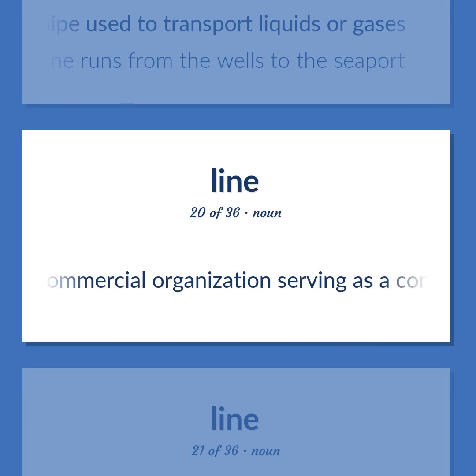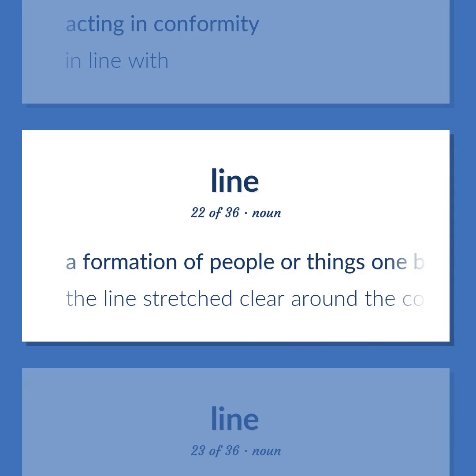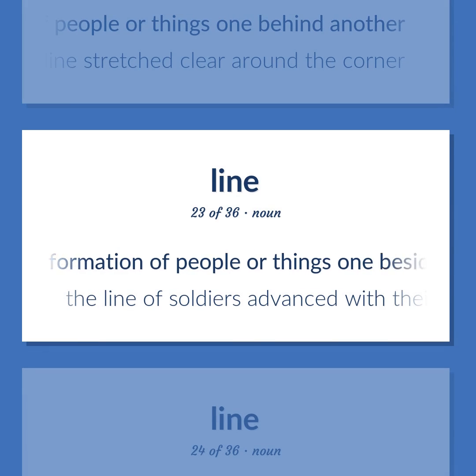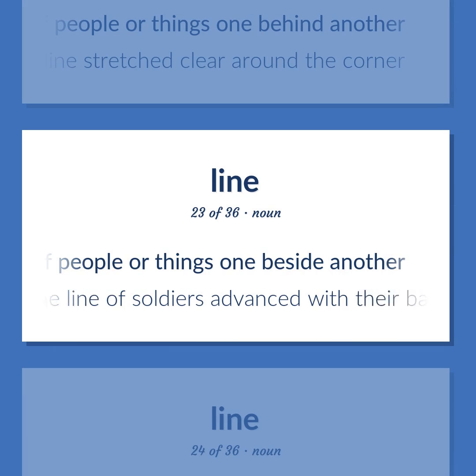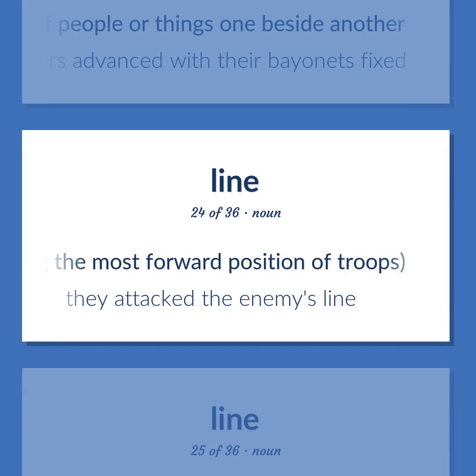A commercial organization serving as a common carrier. Acting in conformity. In line with. A formation of people or things one behind another. The line stretched clear around the corner. A formation of people or things one beside another. The line of soldiers advanced with their bayonets fixed. A fortified position, especially one marking the most forward position of troops. They attacked the enemy's line.